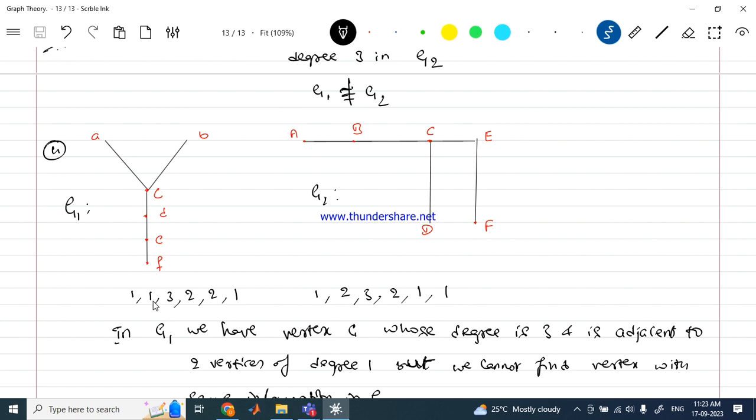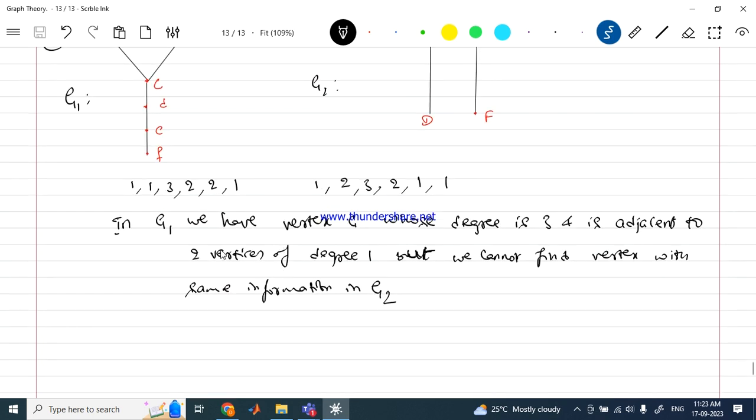So matching degree sequence is not enough for us. We should be in a position to find at least one piece of information that is mismatching here. So that's what I said here. C is one vertex with degree 3, which is adjacent to two vertices of degree 1, and we can't find that information in G2. Therefore, clearly G1 is not isomorphic to G2.